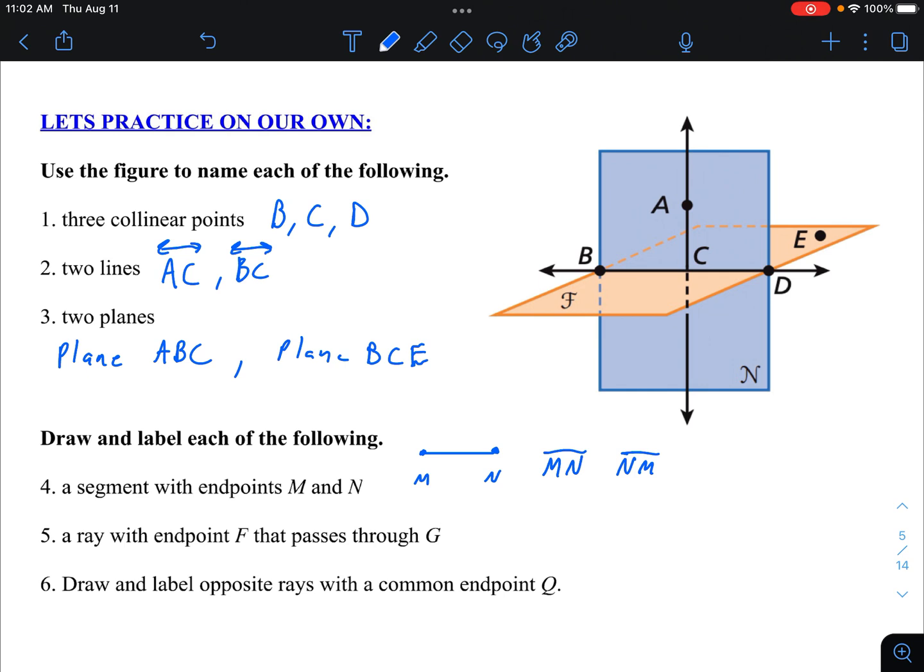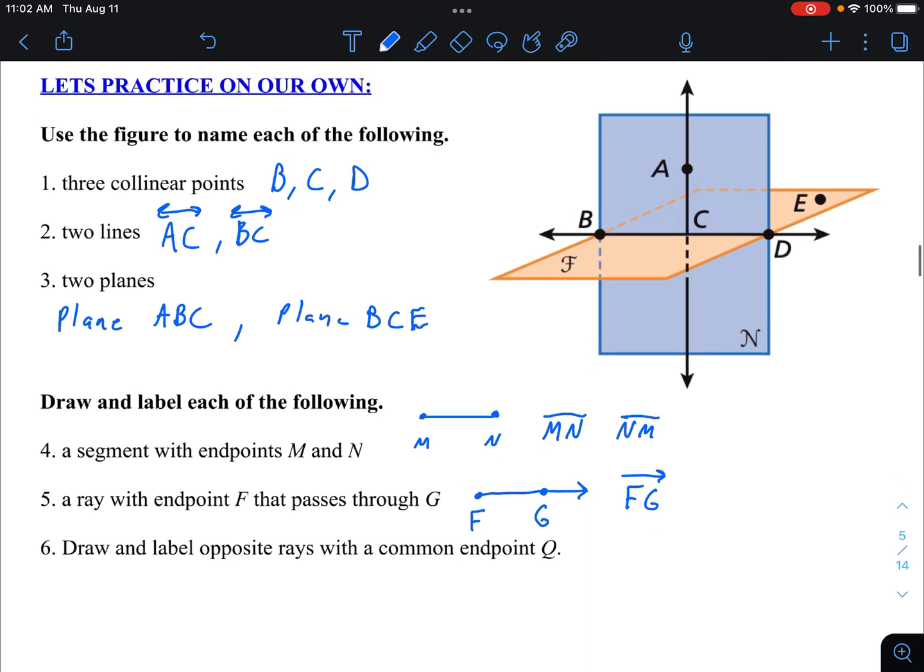For number 5, when we name a ray, now the order here is going to be important. We want to start at F, and we're going to go in G's direction. So we have to name that one FG, with a 1-sided arrow for a ray.